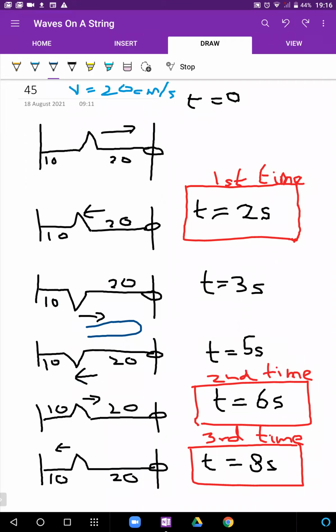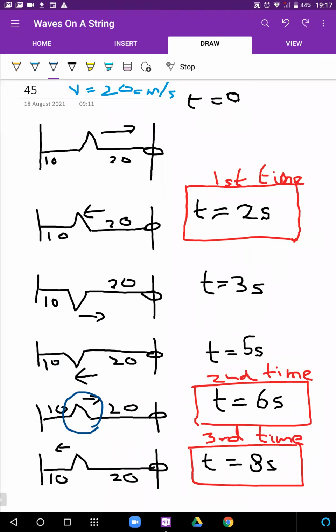Iske aage, if I wait for 1 more second, तो ये और 20 सेंटीमीटर कवर करेगा, मतलब 10 सेंटीमीटर आगे जाके 10 सेंटीमीटर पीछे आ जाएगा. And this time it got reflected from the fixed end. So if it got reflected from the fixed end, in 1 second, you should now see an upright pulse. Okay, you should see an upright pulse because the fixed end will invert whatever this is.